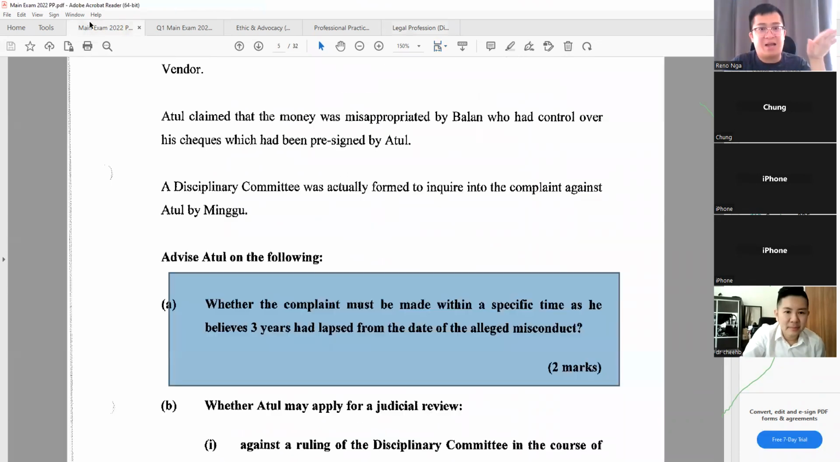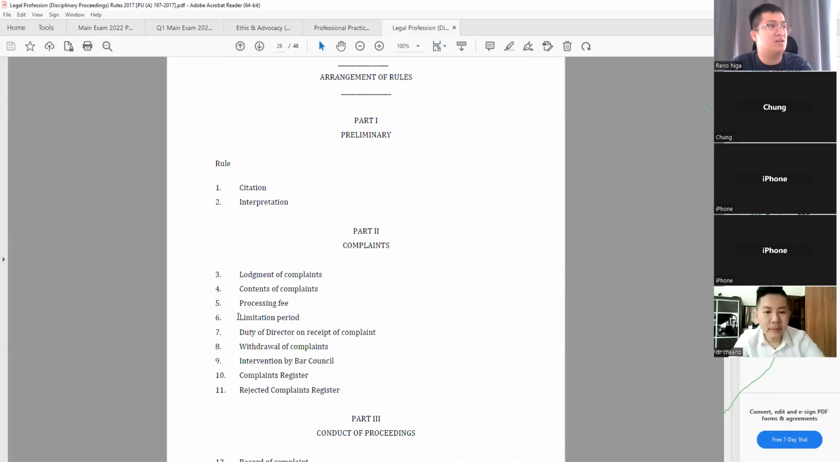So the question is asking about the timeline, right? To say, 3 years or is it lapsed already? So then we just look at the title. See, I'm sure we can see already. Rule 6, limitation period. So we should go to Rule 6.